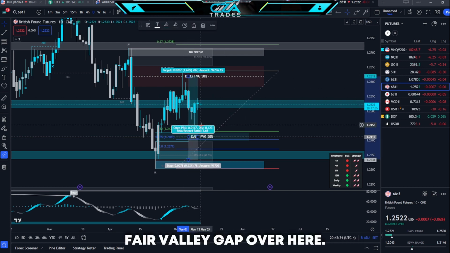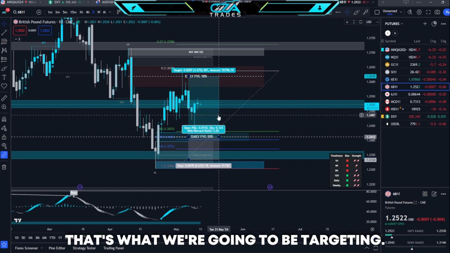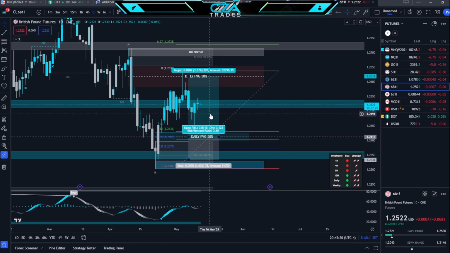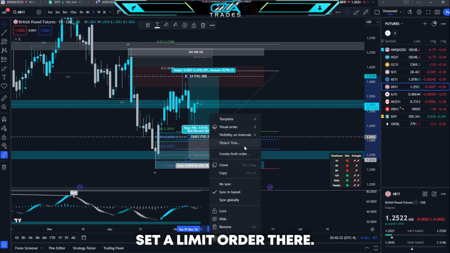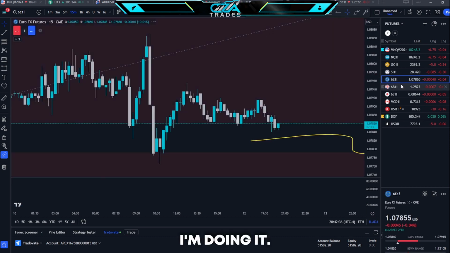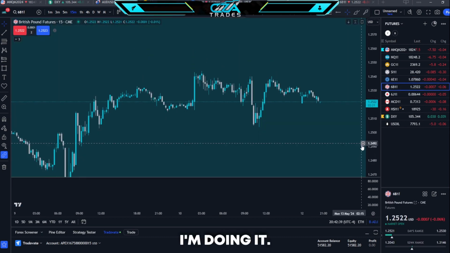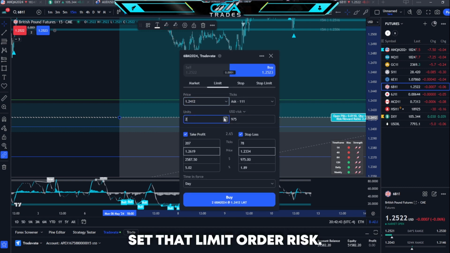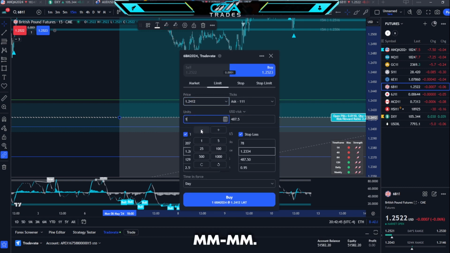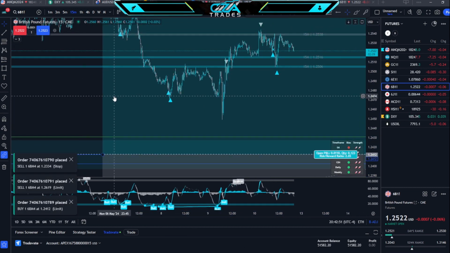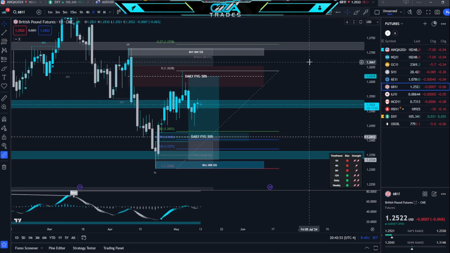Targeting this daily fair value gap over here. That's what we're going to be targeting. That's a 2.65 to 1 ratio. Right? So I could actually set a limit order there. Should I? I should. That's free money. I'm doing it. Set that limit order. Risk. Massive risk. Boom. 1 unit. Do your thing.